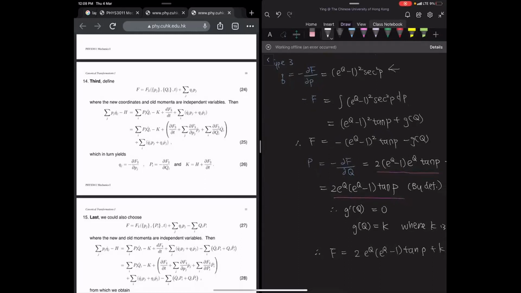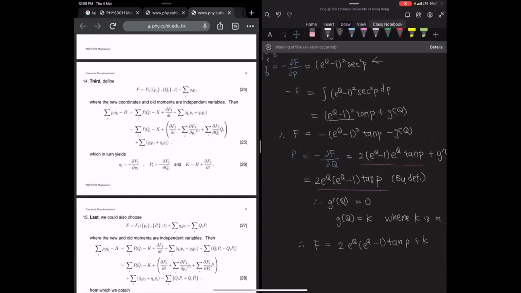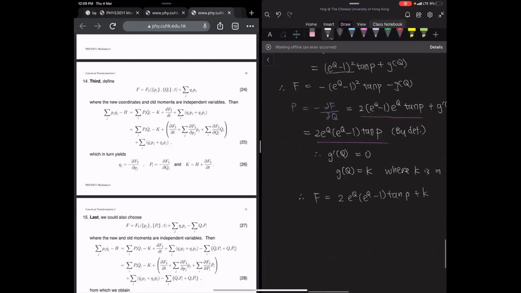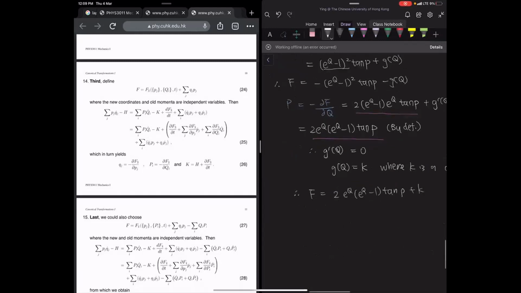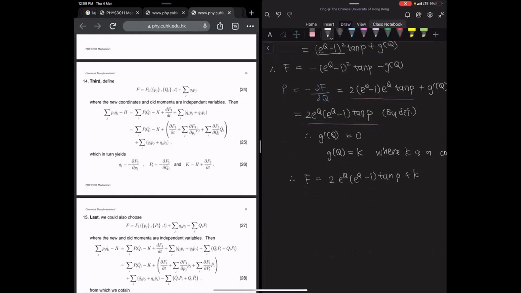If we integrate with respect to P, then we know that the integral of secant squared is tangent. So we treat the large Q here as a constant, where it can be pulled out as a factor. So here we have the tangent as mentioned, and we add a constant term, where the constant term is a function of Q. Then we use the method of type 3 to determine the large P, and we can find the G of Q, hopefully.